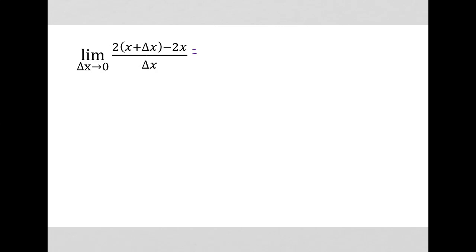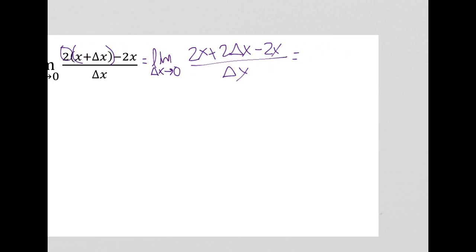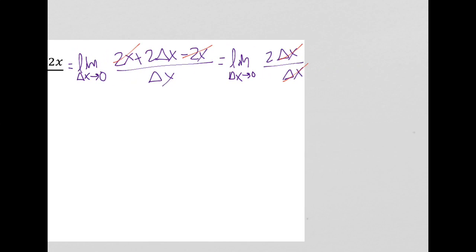So let's go ahead and simplify the numerator. Notice I have a 2 times that quantity there. Let's distribute that in and find the limit as delta x approaches 0 of 2x plus 2 delta x minus 2x all over delta x. Well, notice this is pretty nice because I have a positive 2x and a negative 2x. So I'm simply left with the limit as delta x approaches 0 of 2 delta x over delta x. And what happens? Well, delta x over delta x cancels out, and so I see that the limit is simply the number 2. Not so bad, right?